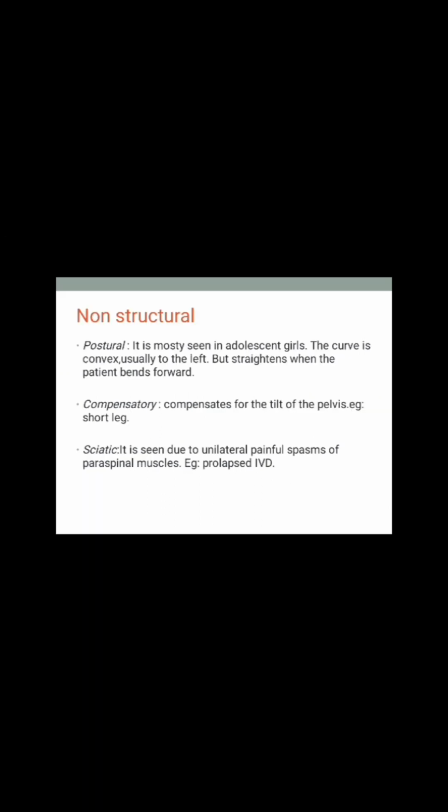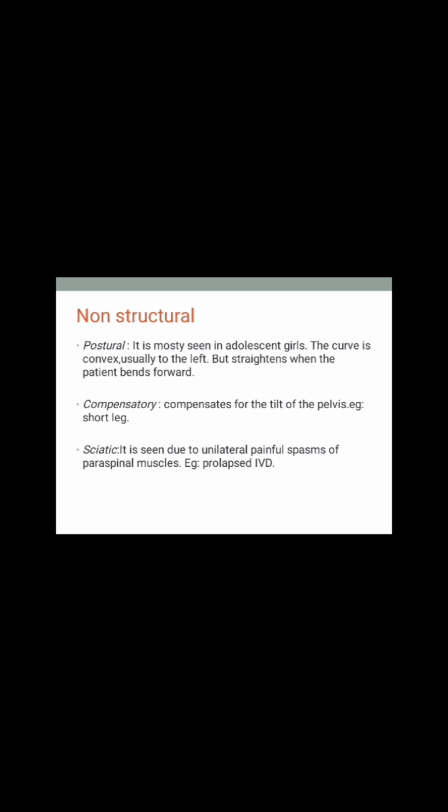In non-structural scoliosis, we have postural scoliosis. It is usually seen in adolescent girls. The curve is convex and towards the left side, but it straightens out when the patient bends forward. Compensatory scoliosis is seen whenever the patient compensates for the lateral tilt of the pelvis, that is, whenever you see a person with a short leg or an antalgic type of gait.